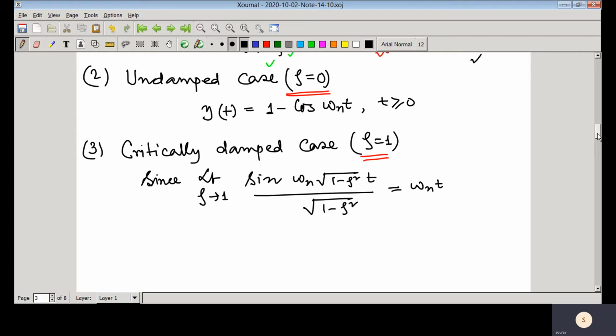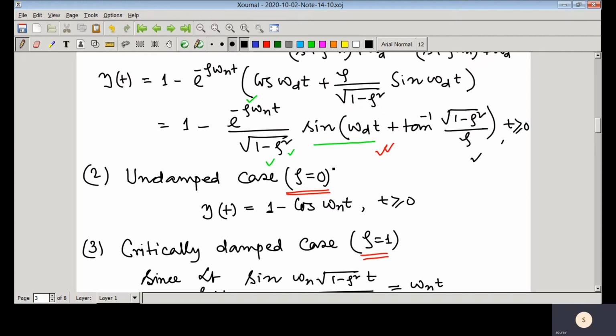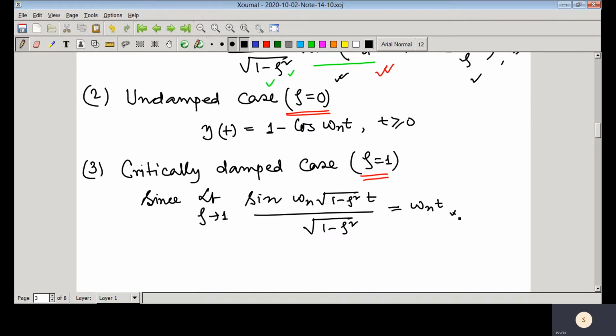And then if you simplify this particular expression, taking this particular result, you will get y(t) equal to 1 minus e to the power minus omega n t into (1 plus omega n t).